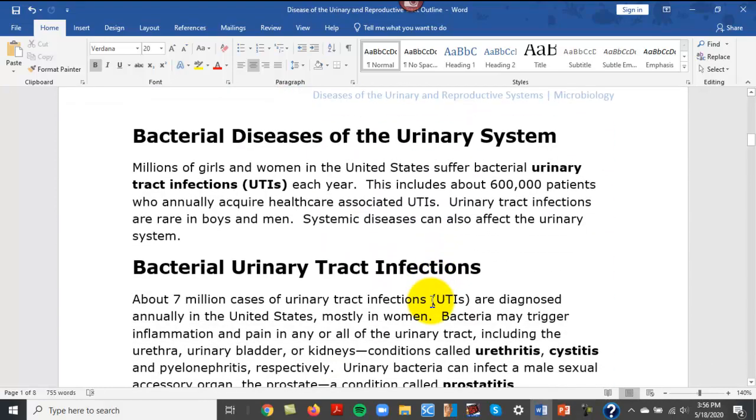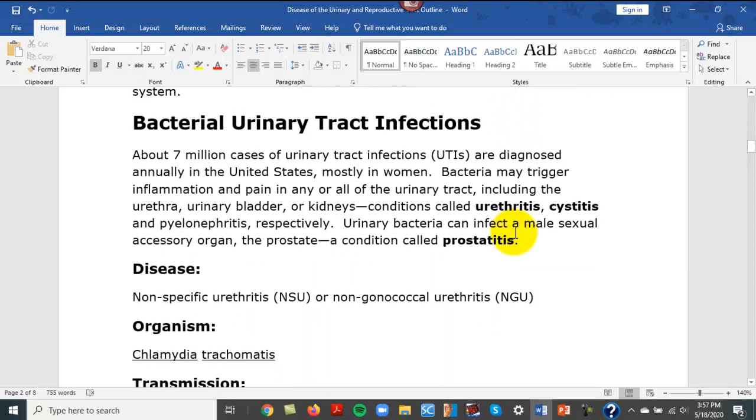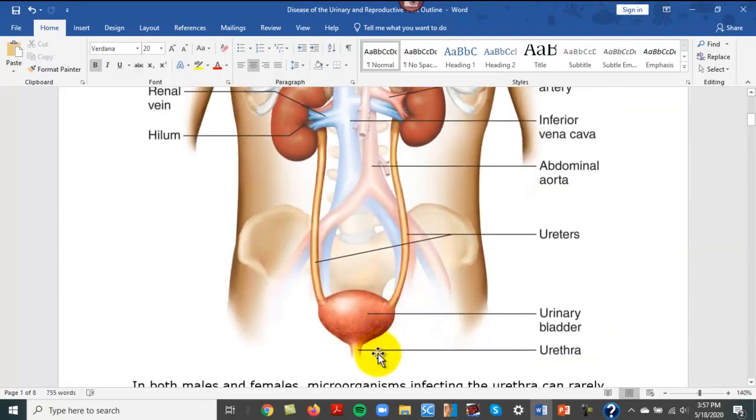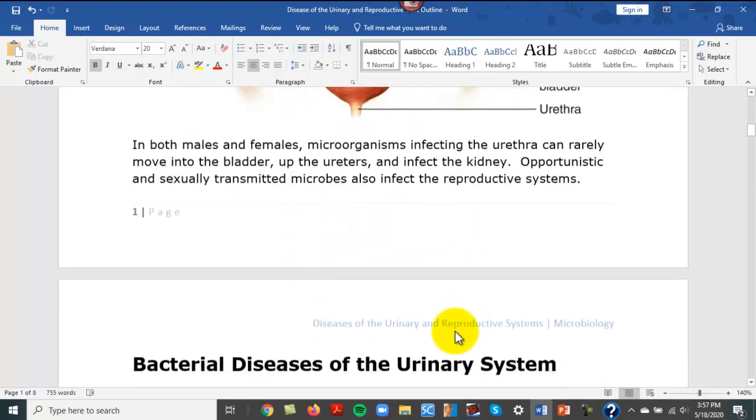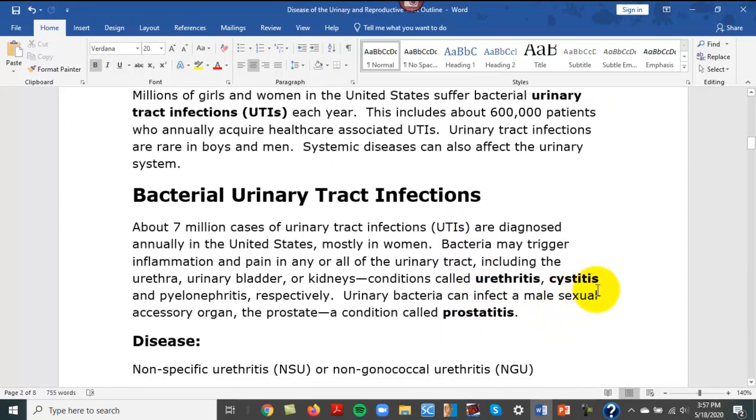Like it says here, millions of girls and women, and guys can get them too, get urinary tract infections each year. And it says systemic diseases can affect the urinary system, so there are things that can move into the kidneys as well. A couple of terms here. Urethritis would be inflammation of the urethra. The urethra is the exit of the bladder. Cystitis means bladder infection, so cyst refers to bladder, and then you also have prostatitis, that happens with guys.